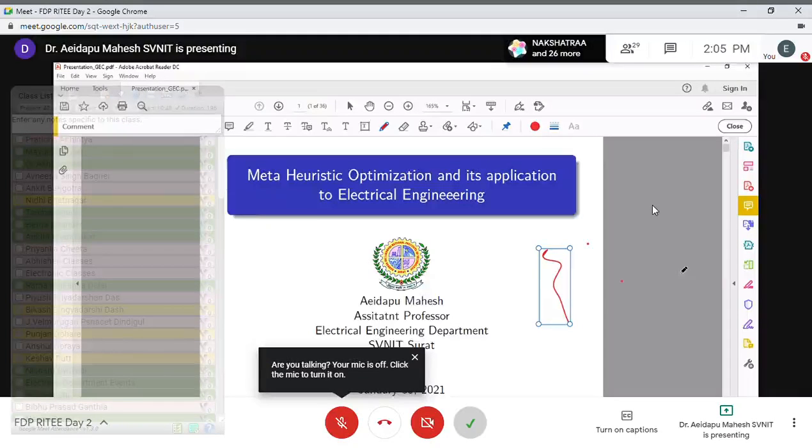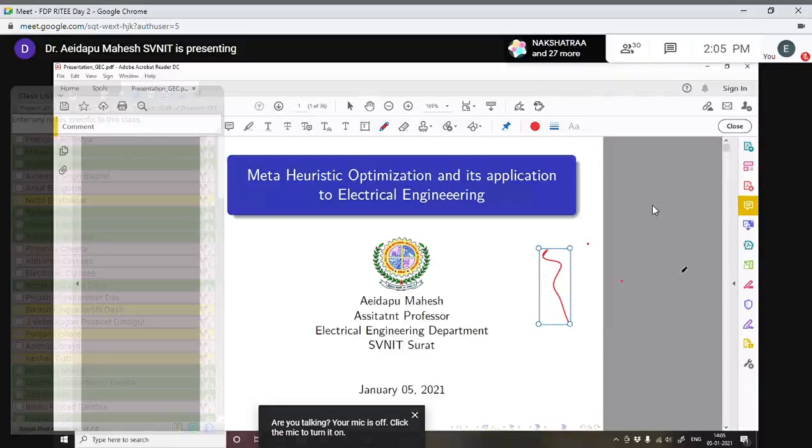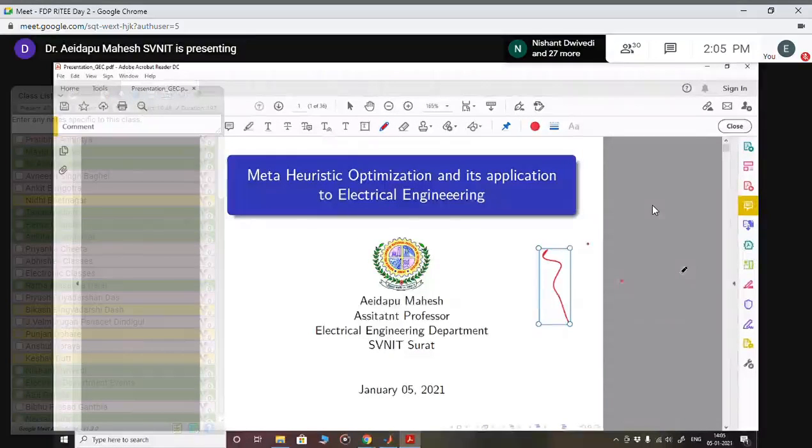I thank Dr. Shailendra for asking me to take this lecture, and thank you, the Engineering College management, for conducting this workshop and having me as a resource person. So, my topic, as I've already been told, is meta-heuristic optimization and its application to electrical engineering.